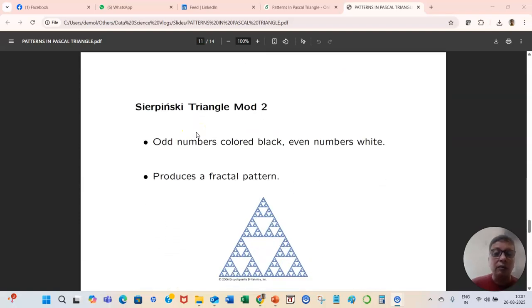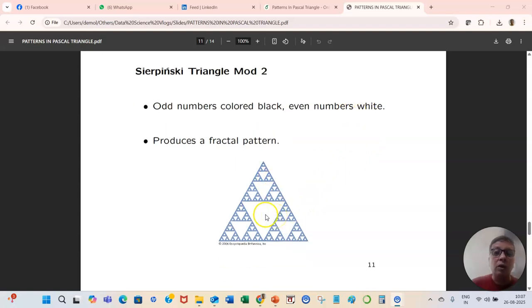Sierpinski's triangle. If you color the odd numbers in Pascal's triangle black and the even numbers white, you will get the mod 2 Sierpinski's triangle, which is a fractal that looks like this. And you can go to mod 3, mod 5, mod 7, etc.